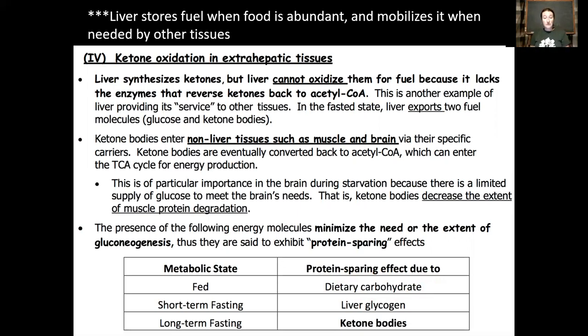The time between meals, right? So you ate breakfast this morning before class, and then if you don't eat again until 1 or 2 in the afternoon, that is a short-term period of fasting. Okay, and so those dietary carbohydrates, that glucose circulating in your blood, is not going to be sufficient to sustain your body's activities for that many hours.